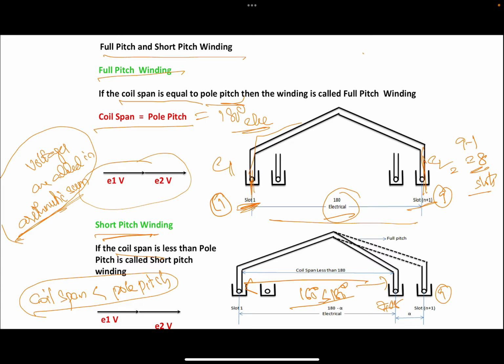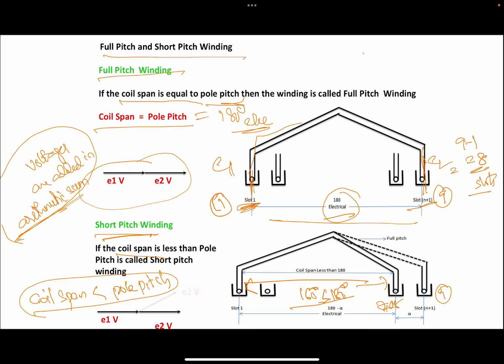So I hope that you understood the basic differences between full pitched winding and short pitched winding. It's not rocket science. The only thing is you have to listen to the class, then it will be easy to understand. Once you listen clearly, you don't need to memorize anything. Just revising once will help you. This is the basic difference between full pitched winding and short pitched winding.